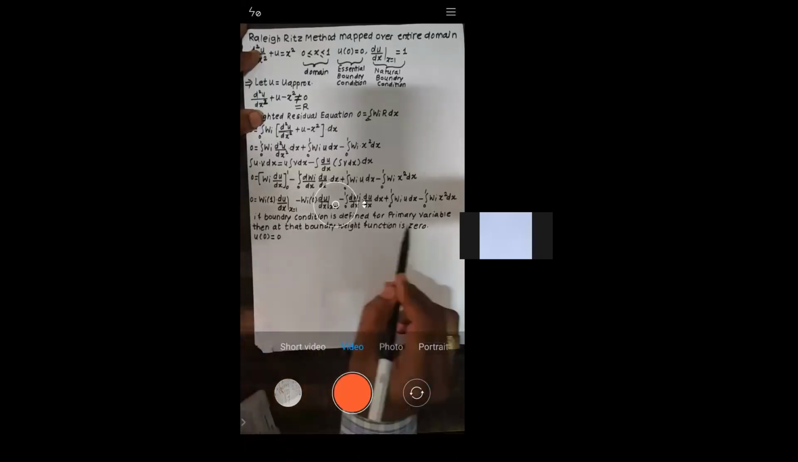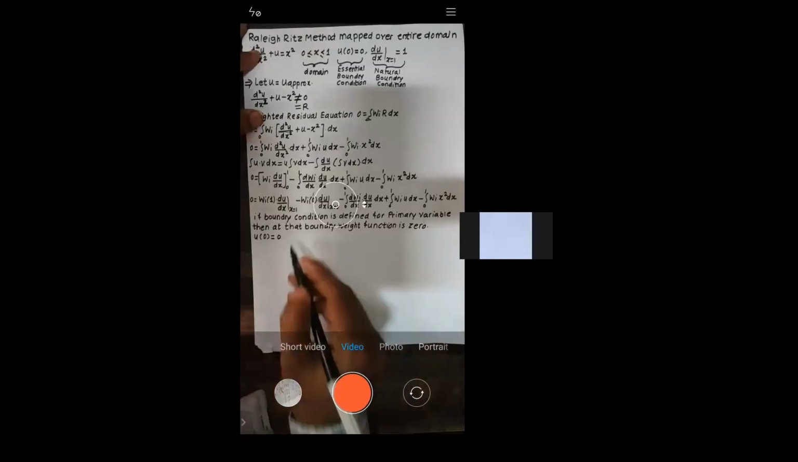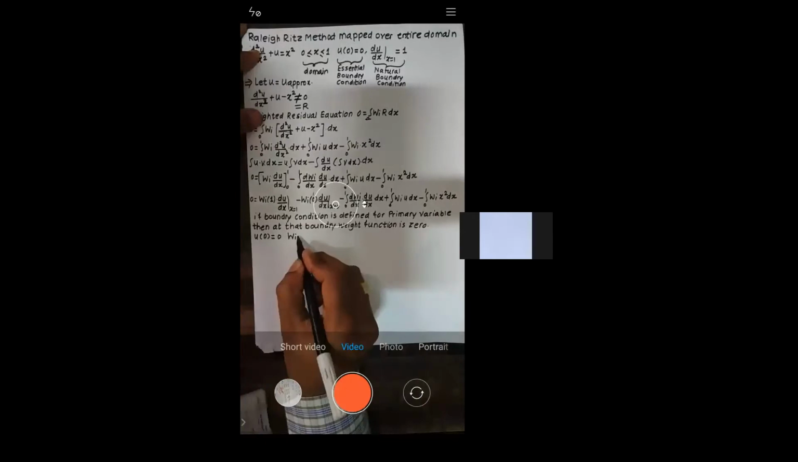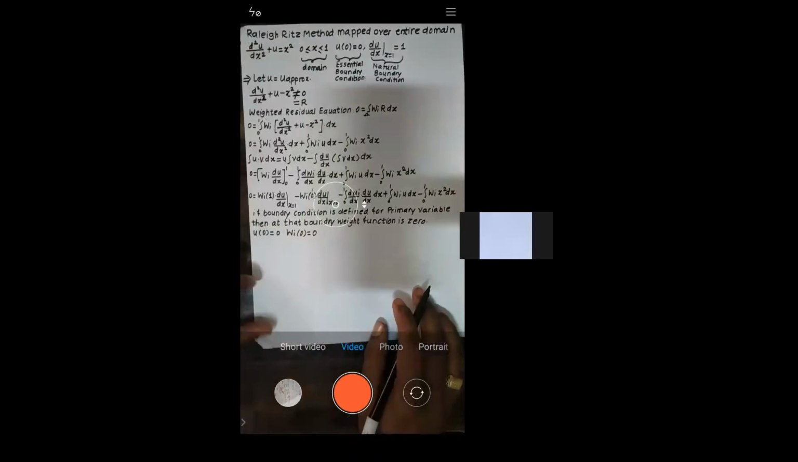So I can take the weight function at x equal to 0 to be equal to 0. Is it okay? Is it okay or not? Let me know. Yes, sir.